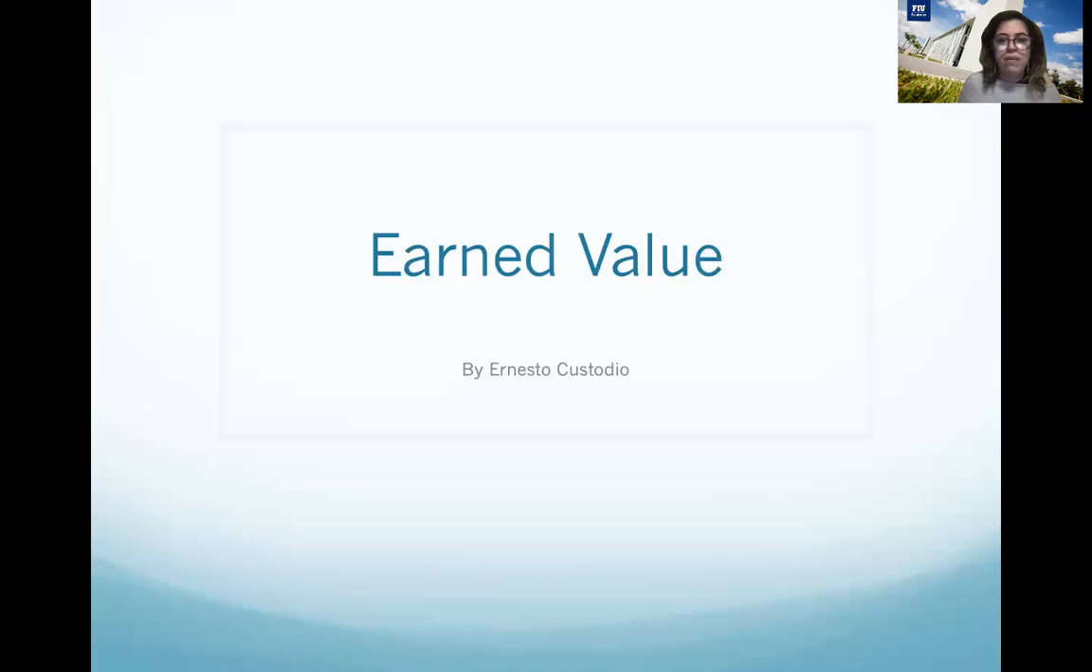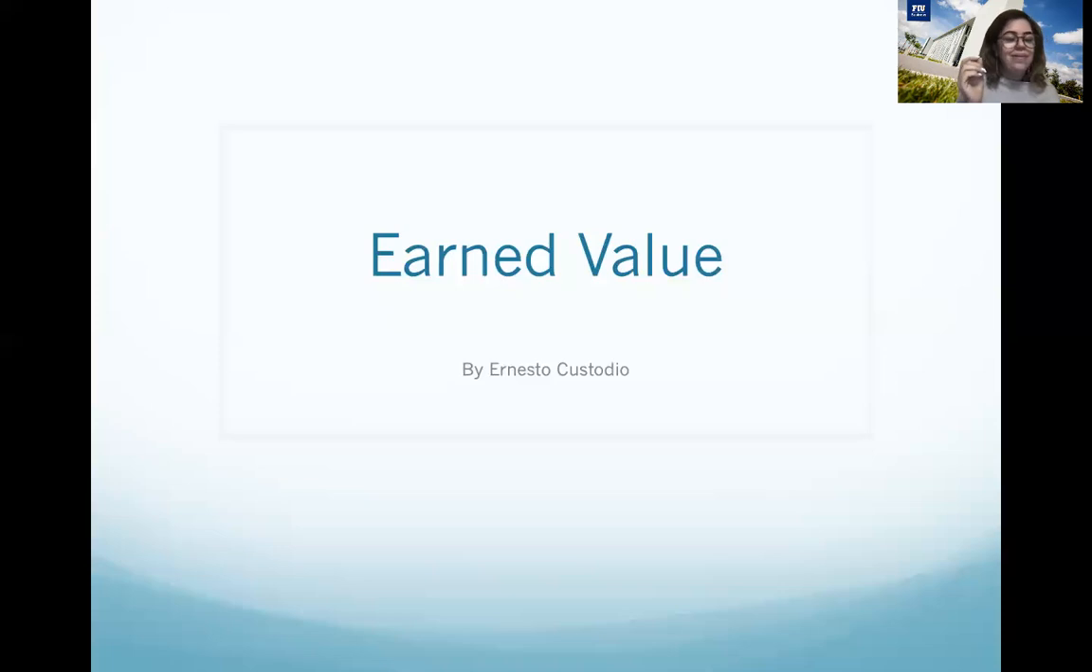Remember, we're talking about cost management, the project cost management. We have 4 processes. Number 1, plan cost management. Number 2, estimating costs. Number 3, determine budget. And number 4, control costs. So the earned value methodology, or earned value analysis, or earned value technique, is just a data analysis technique that can be used to control the cost.